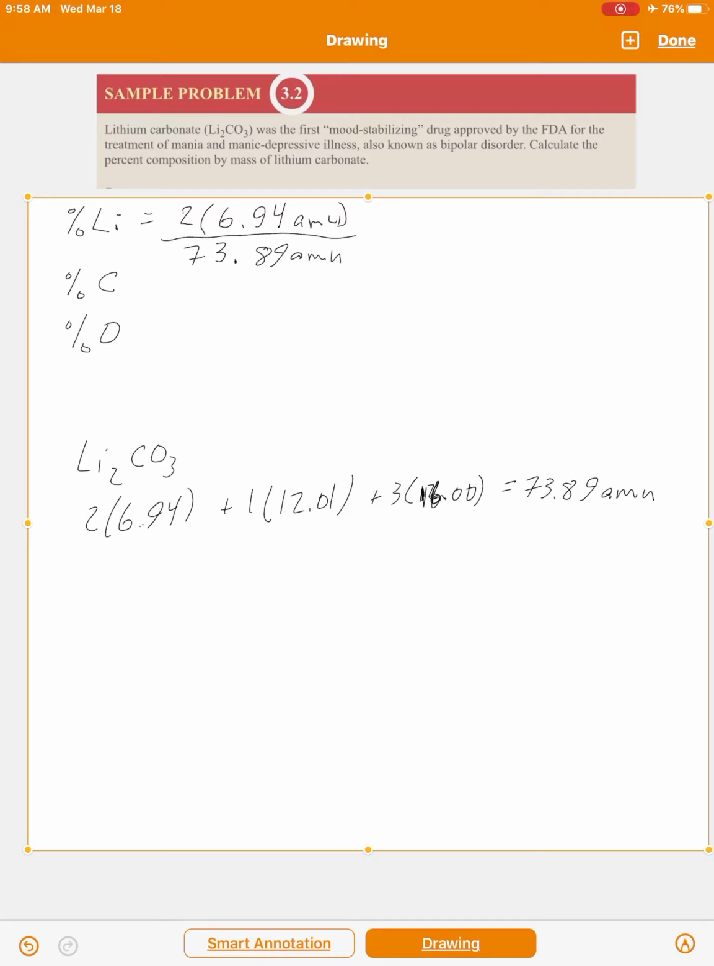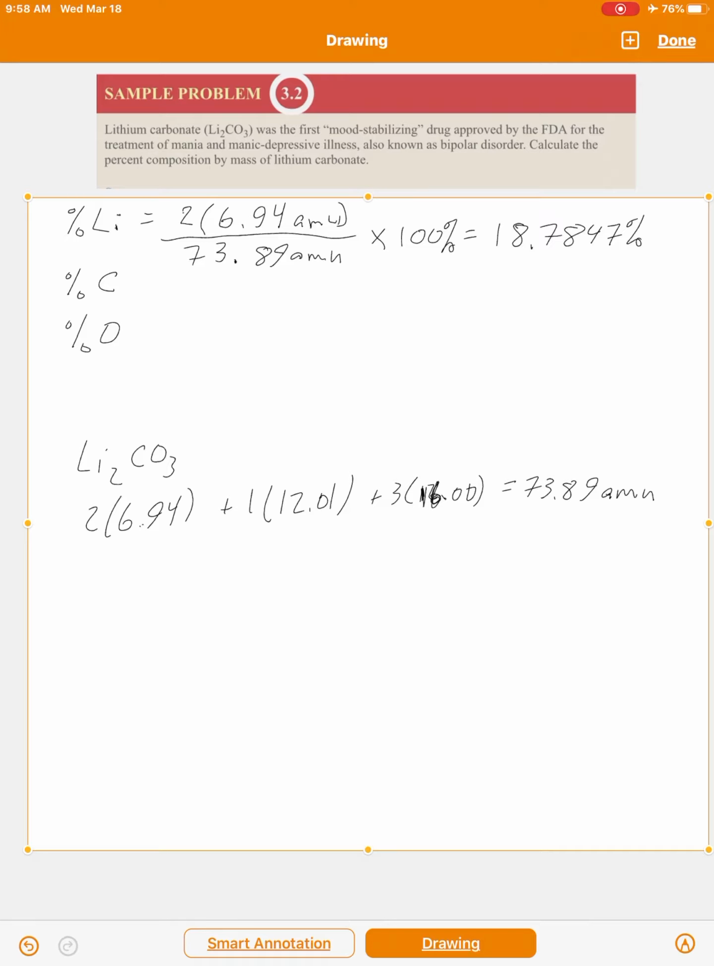And this would be called the mass fraction of lithium, but we want mass percent. If you recall, if you want to convert a fraction to a percent, you multiply by 100%, right? So now we have 2 times 6.94, and we're going to divide that by 73.89, and then we're going to multiply by 100. And that comes out to 18.78. Let me see if there's any more digits that come after that. 7847.